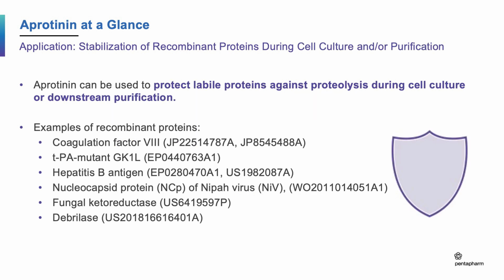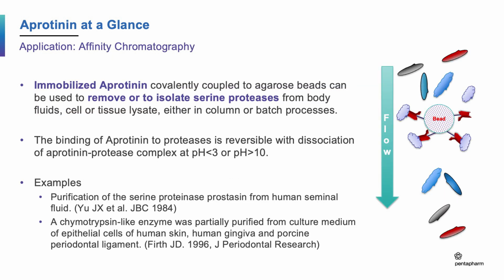Another application of aprotinin is to stabilize labile recombinant proteins during cell culture or downstream purification. Some recombinant proteins that it can stabilize are listed here, including coagulation factor 8, TPA mutant GK1L, and others. When used for affinity chromatography, immobilized aprotinin covalently coupled to agarose beads can remove or isolate serine proteases from body fluids, cell or tissue lysate, either in column or batch processes.